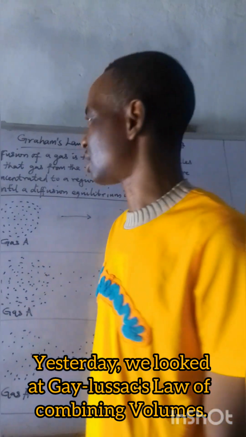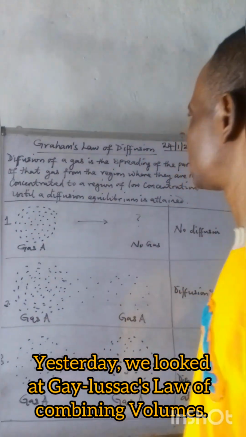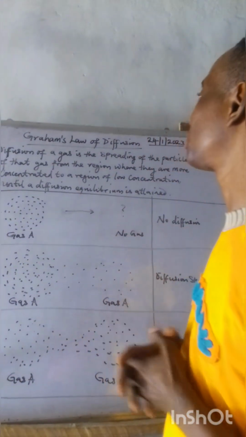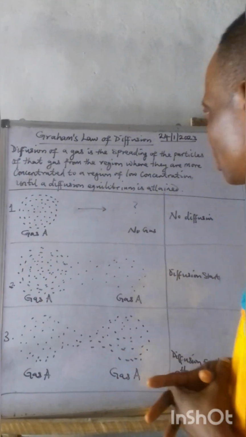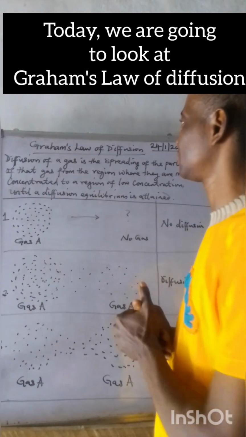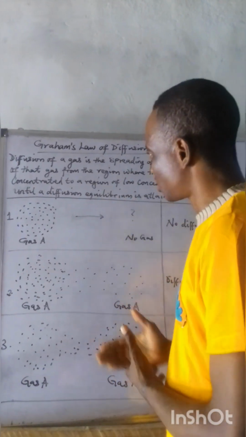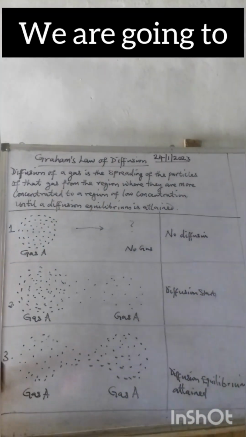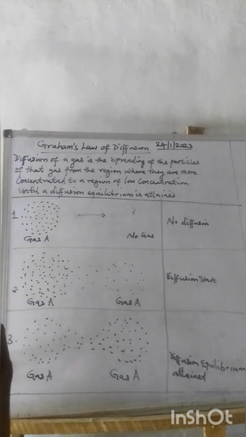Yesterday we looked at Gay-Lussac's law of combining volumes. Today we are going to look at Graham's law of diffusion. But before we go on, we are going to know the meaning of diffusion.